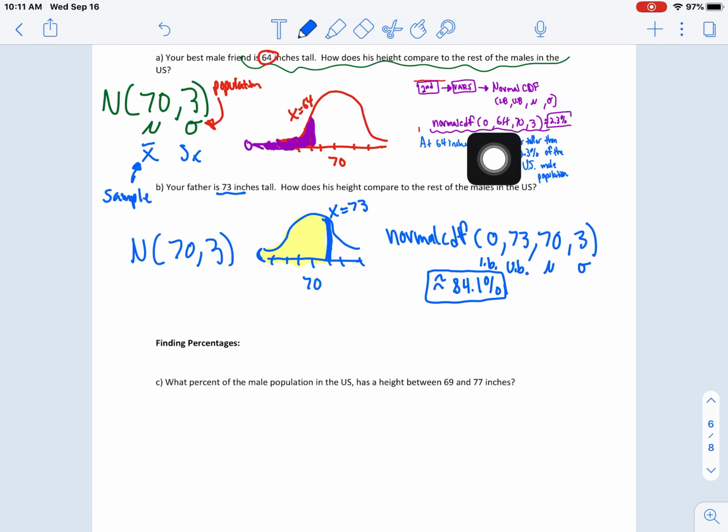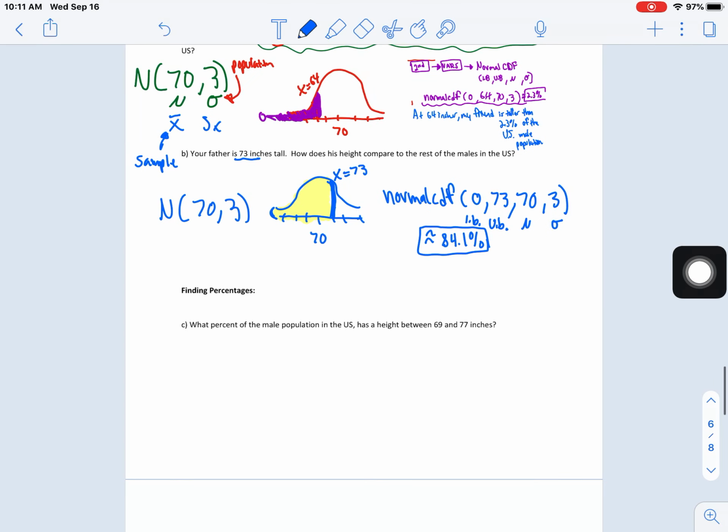Now, these were two examples where the lower bounds were kind of really stretched out. What you can also do is find specific parts of the normal model, and you'll see that with letter C here. So letter C says, what percent of the male population in the U.S. has a height between 69 and 77? So again, drawing my model. Sometimes my models look good, sometimes they don't. I don't think this is one of my best ones. That's all right.